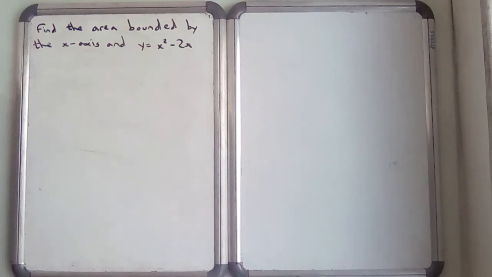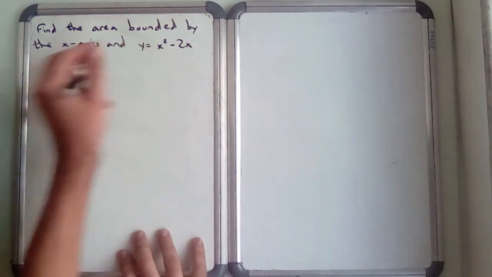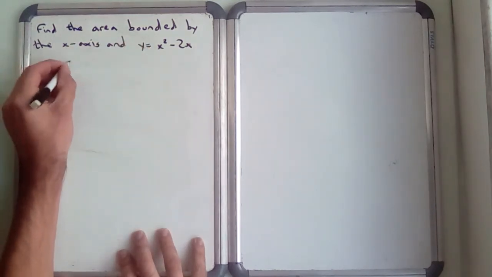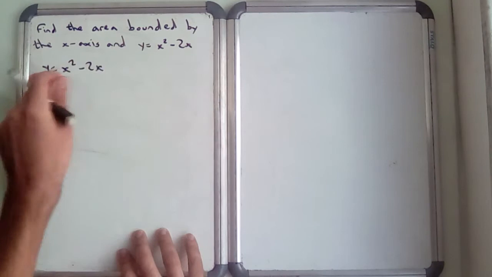Find the area bounded by the x-axis and y equals x squared plus 2x. So for something like this, a sketch would help you a lot. So if y equaled x squared minus 2x, well, that factorizes.